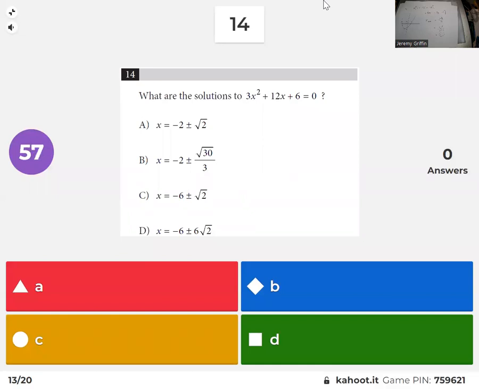What are the solutions to that quadratic?